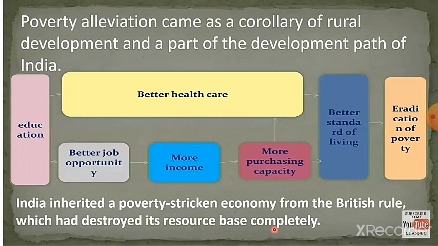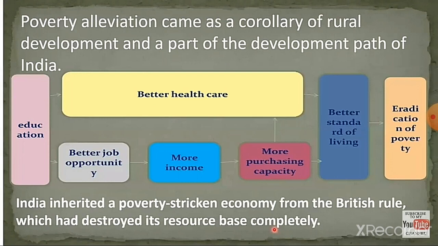Next, poverty alleviation came as a corollary of rural development and a part of the development path of India. Eradication of poverty plays an important role in developing a country. So how can we eradicate poverty? By giving a good education to the people, better health care, better job opportunities, more income, and more purchasing capacity. More purchasing capacity means reducing the rate of products. Then only they can buy the products which they need.